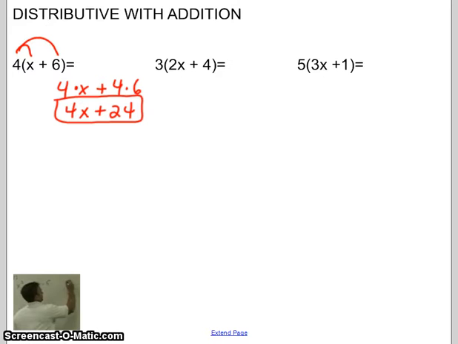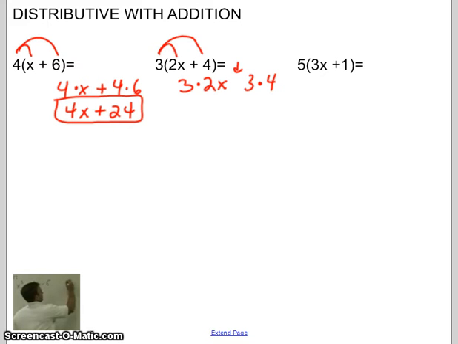3 times 2x plus 4. So we're going to do 3 times 2x. I'm going to do this one like the previous problem with all the negatives. I'm not going to write the operation down. I'm just going to do 3 times 4. So I didn't write the plus sign. I'm going to wait till I simplify everything.